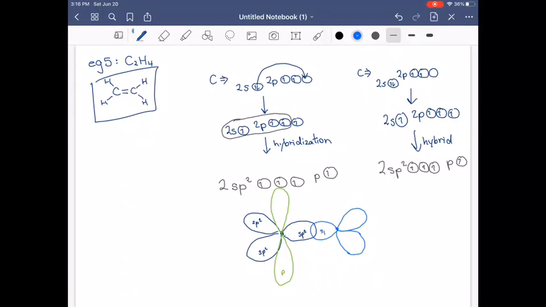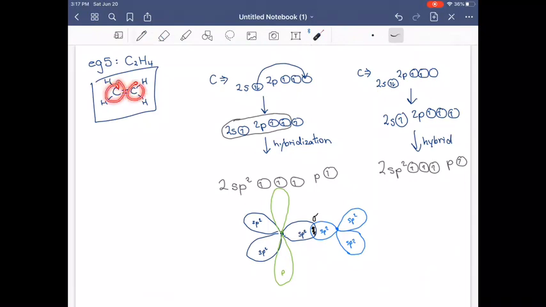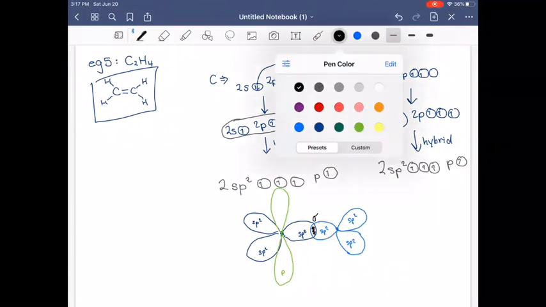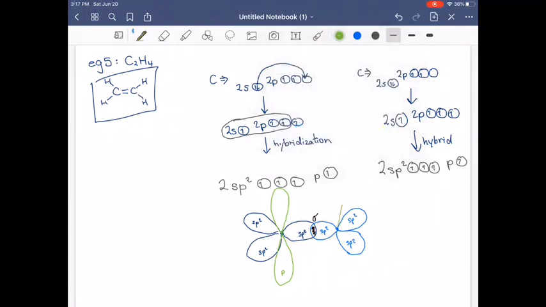The two sp2 orbitals are going to bond. They're going to form a sigma interaction. What I'm really showing you right here is a C bonded to a C. The C is bonded to a C via the blending of the two sp2 orbitals. And of course, this one also has a p orbital.